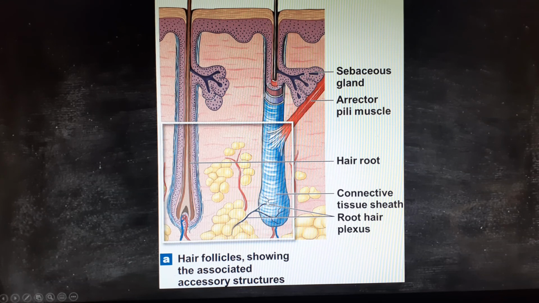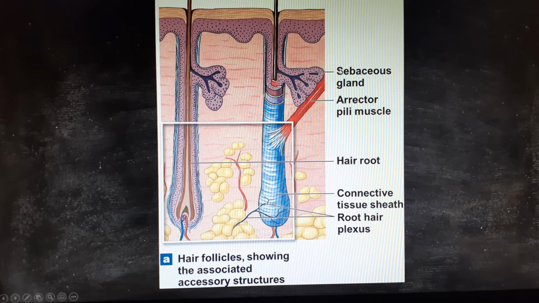So here's the follicle. You can see the connective tissue covering. You can see the arrector pili muscle. That was one of your lab terms, so make sure you can spell that correctly. And then you can see the layers of the follicle. And then way down inside here, the hair. This part would be the hair root. And once we break through the skin, everything on top would be the hair shaft.